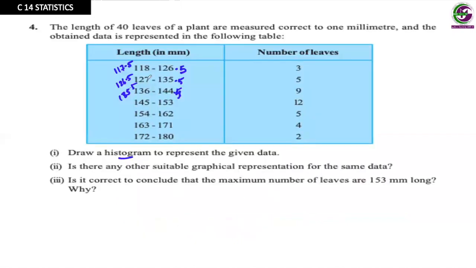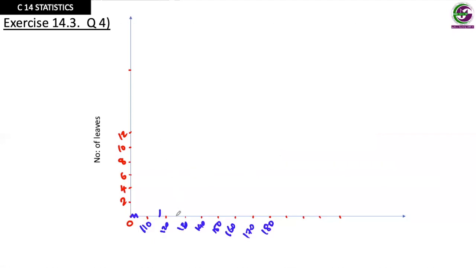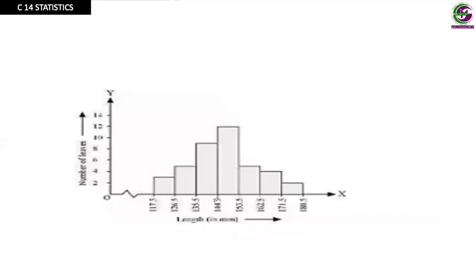Now we can see from 117.5 to 126.5, there are 3 leaves. There are only 3 leaves. The next interval will be 5, then 9. The next one is here, which is 5, then 9. And we continue to get a graph of this form. So we have to take care of 2 things. First of all, we have to make the interval continuous and represent the length of the leaves on the x-axis and number of leaves on the y-axis, and we will get a histogram. You can see the width is uniform because the interval in the table is uniform.